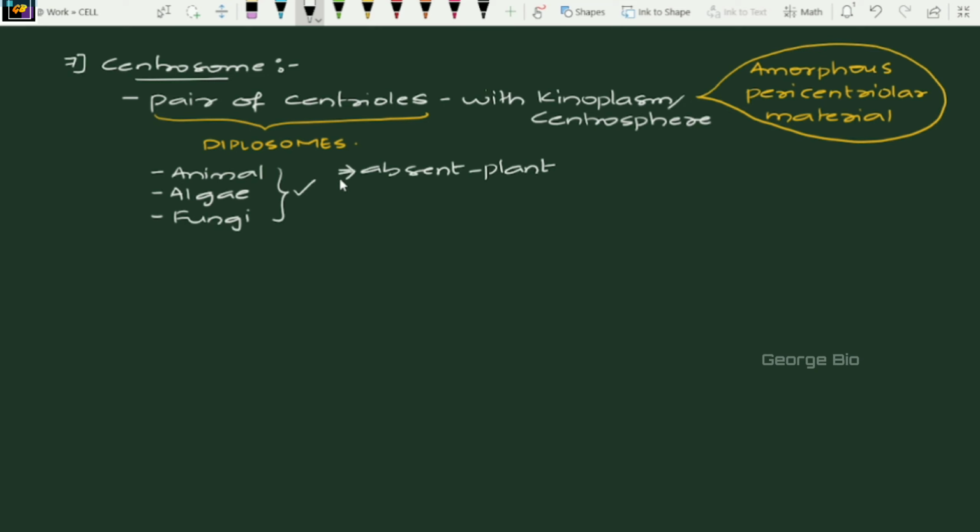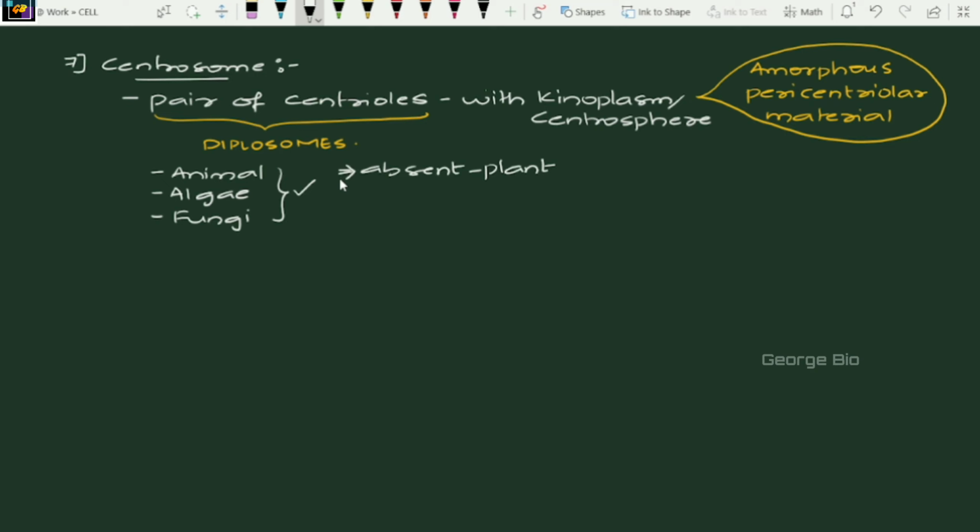Do remember, based on the presence and absence of centrioles, we can classify the cell division. During cell division, if centrioles are present, that is called centric mitosis. If they are absent, acentric mitosis. What is a good example for acentric mitosis? Plant cells, where there is no formation of centrioles.